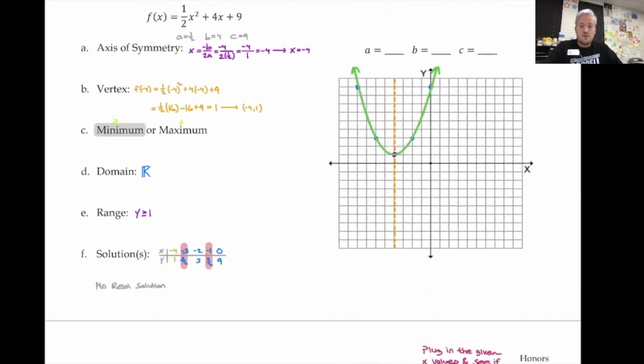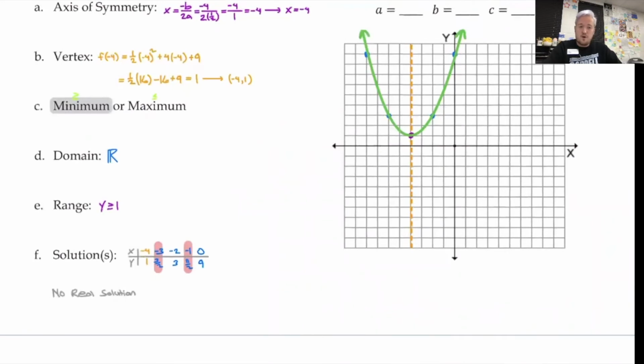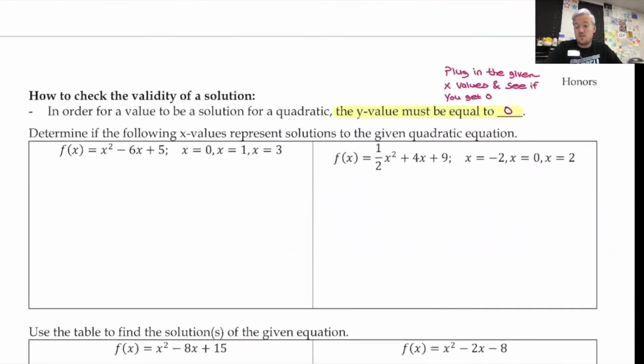All right, so that's really the review of 8A. So we're going to move on to the newer-ish kind of stuff.